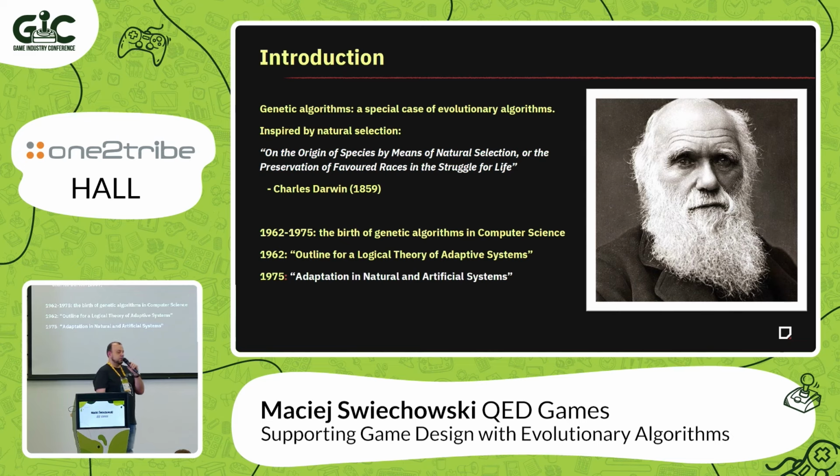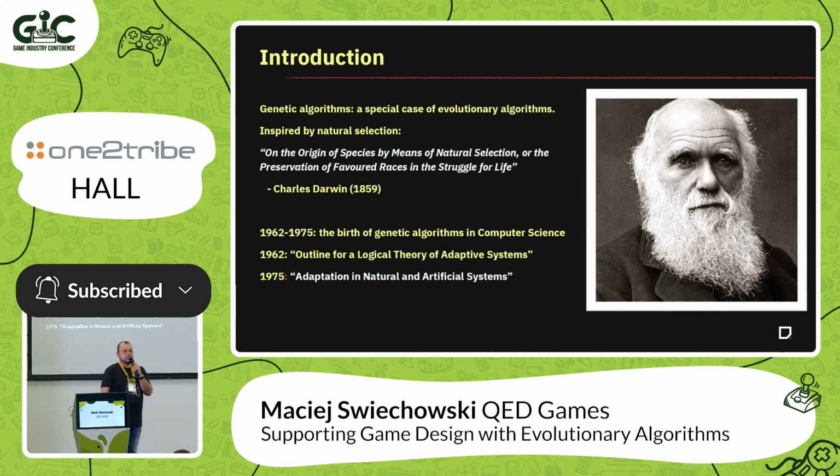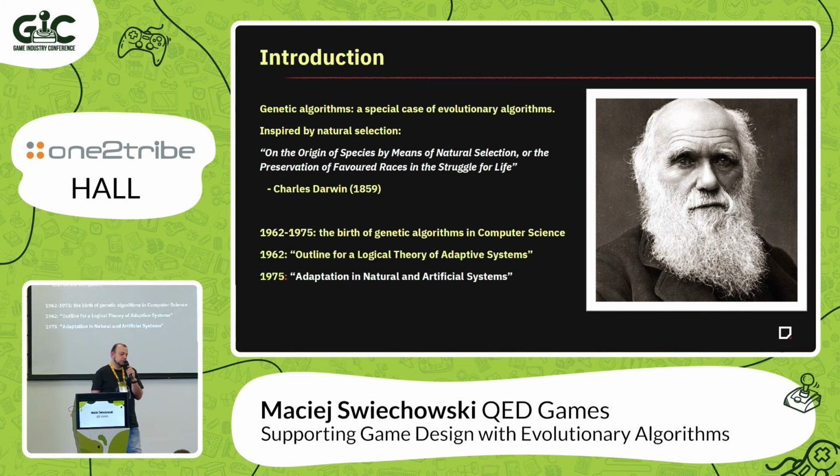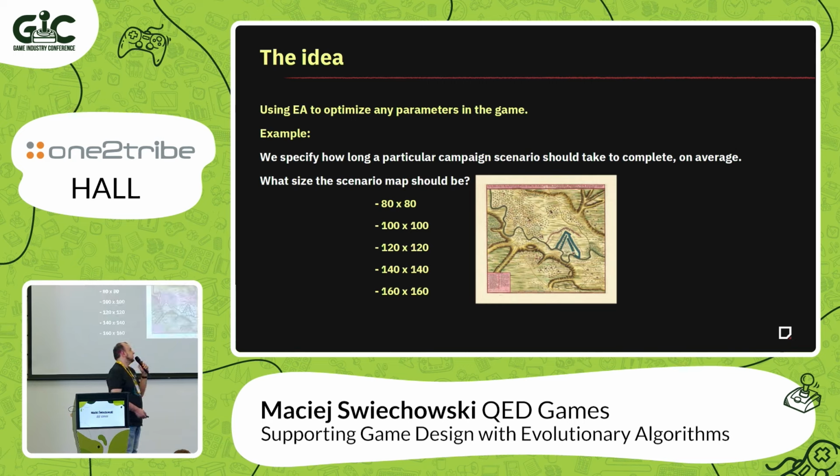Evolutionary algorithms are quite old already. They were inspired by natural evolution by Charles Darwin, but the actual algorithms are already over 40 years old. So how is it that such an old technique is not that widely applied in game development? I will try to convince you that it's worthwhile applying them.